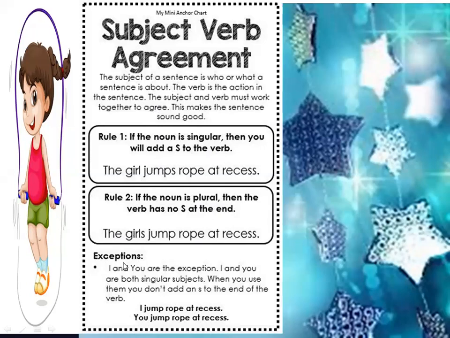Yes, here are some exceptions. I and you are the exception. I and you are both singular subjects, but when you use them, you don't add an s to the end of the verb. These are the only two exceptional subjects with which we don't use s or es with the present form of the verb. I jump rope at recess. This is singular, but according to the exception we don't use s here.